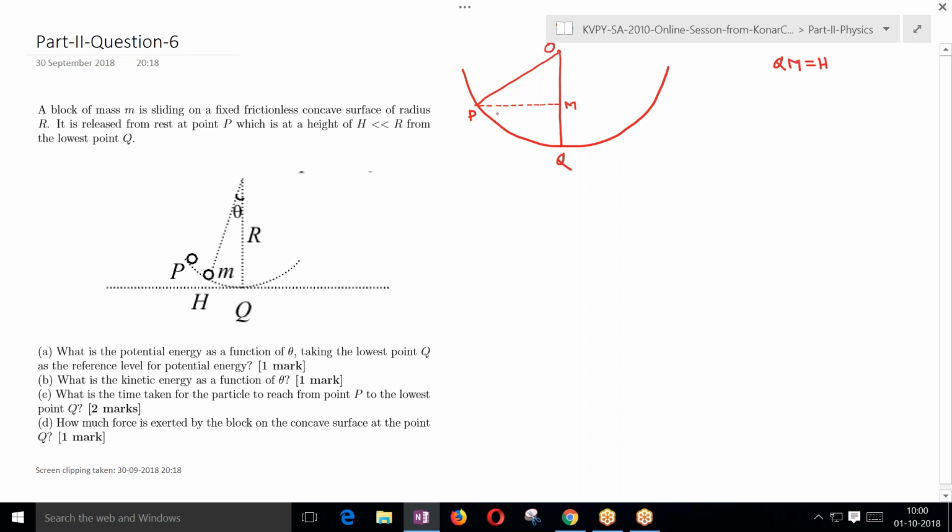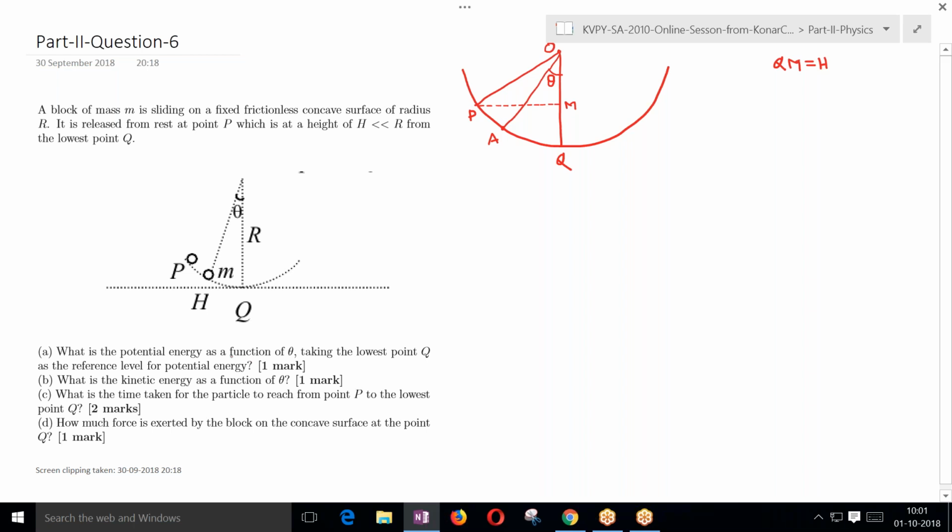Now, on the path from P to Q, you take any other point, suppose a point A. If we join this, suppose OA makes an angle theta with the line OQ. What we need to find is the potential energy of the body at the point A. That is the first part of the question.